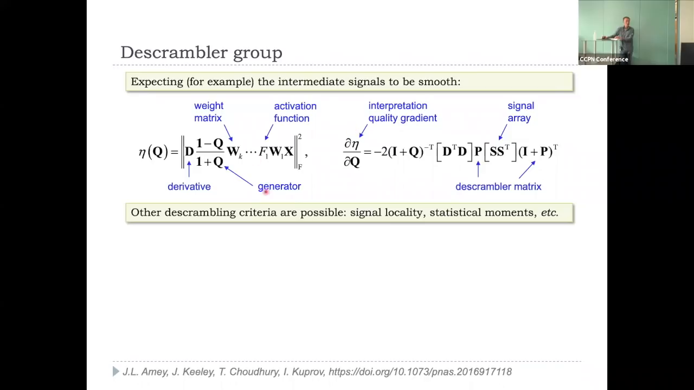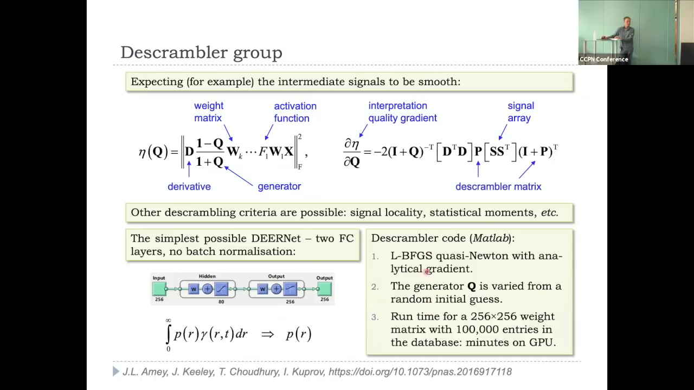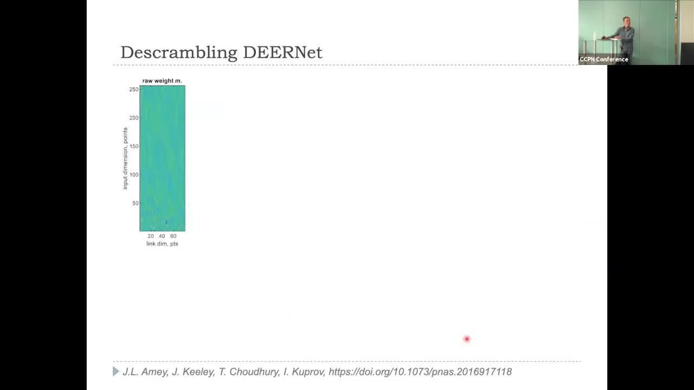And then, of course, smoothness is only one possible such criterion. We could descramble on something else. We took the simplest possible DEERNet, 2 layers. It still worked pretty well, even with the 2 layers, and we just programmed that in MATLAB. We are talking a couple of 100,000 dimensional optimization here, so you need a serious GPU for that. So that's the entry layer of the network, the weight matrix in it.